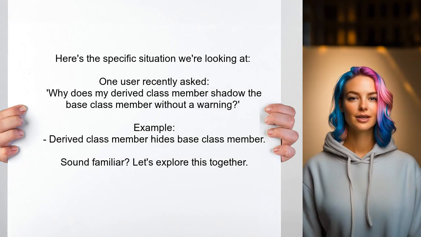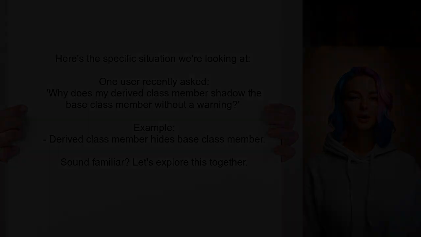Here's the specific situation we're looking at. One user recently asked, "Why does my derived class member shadow the base class member without a warning?" They provided an example where a derived class has a member variable that hides a member variable from the base class. Sound familiar? Let's explore this together.